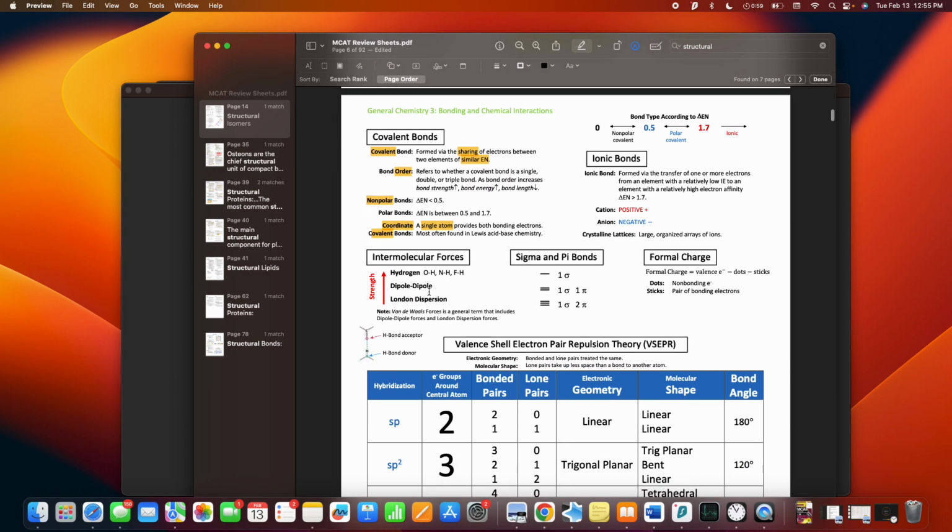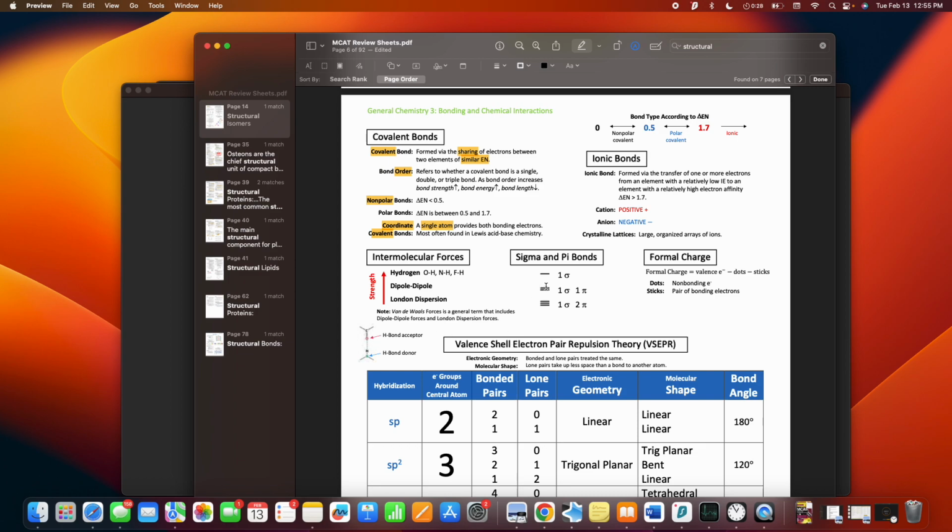chapter 3. So the hydrogen bond is OH, NH, FH, dipole-dipole. The strength increases the most in hydrogen bonds, then dipole-dipole, and then London dispersion. These are van der Waals forces, a general term that includes dipole-dipole and London dispersion forces. So van der Waals is these two together. The H bond acceptor is oxygen, and the H bond donor is nitrogen because oxygen is more electronegative. So it accepts the bond, so the electrons.